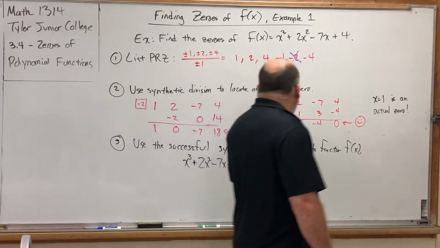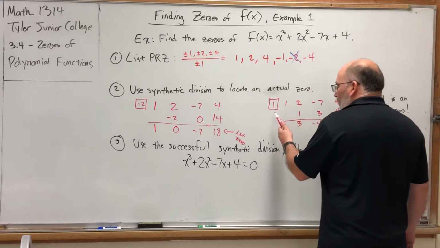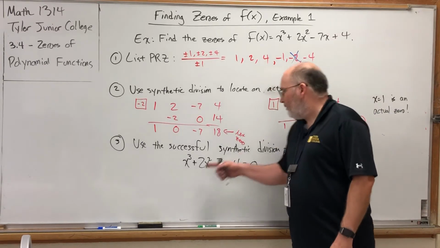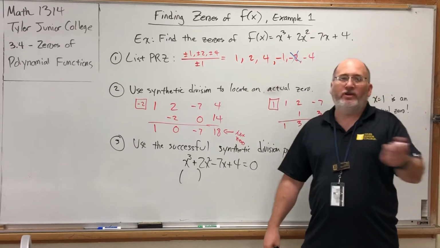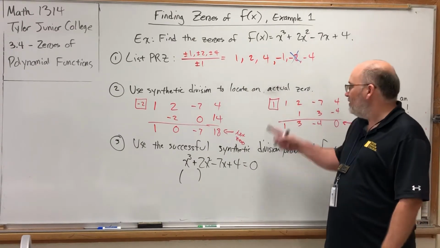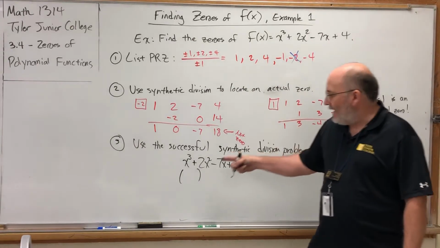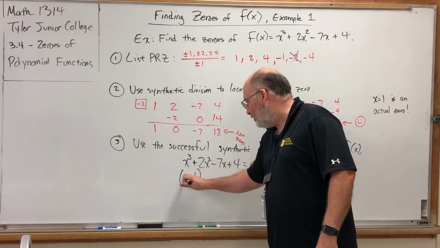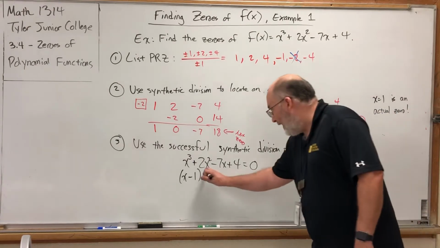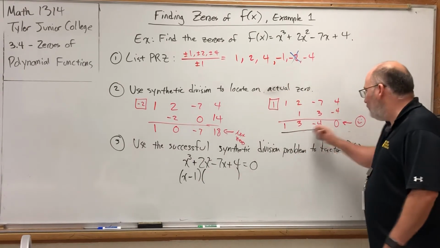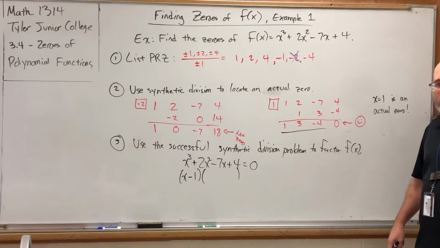One factor comes from the box number, but remember, when you move the number from the factor to the box number, it changes signs. Anytime you move a number in or out of the factor, it changes signs. So if I put this 1 back into the factor, it changes back to a -1, and so the factor was x minus 1. The other factor is from the bottom row of the successful synthetic division problem.